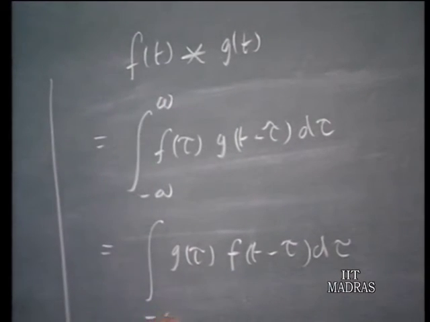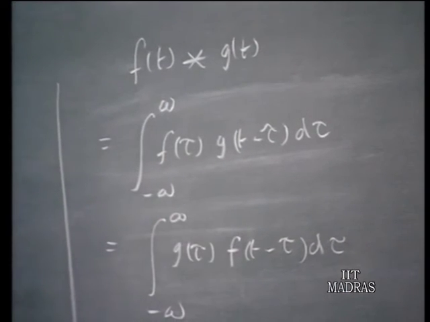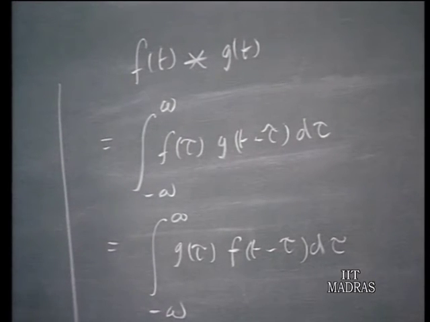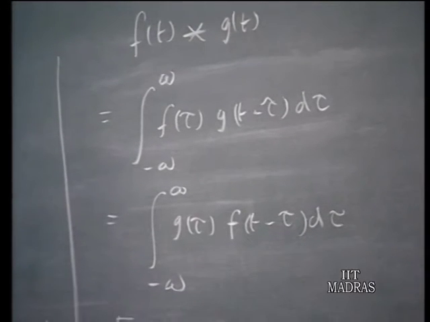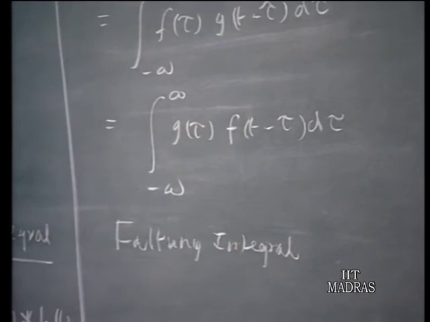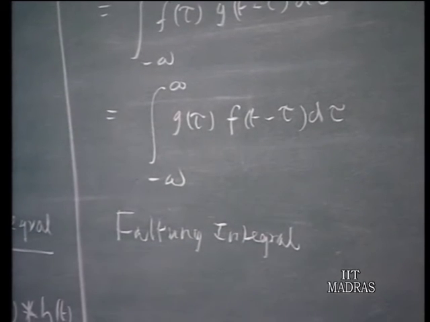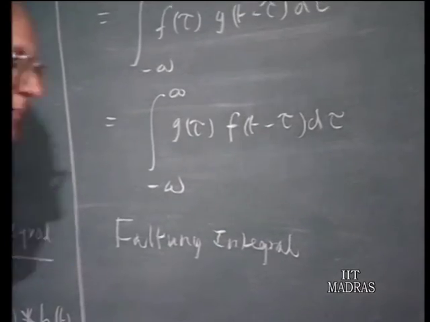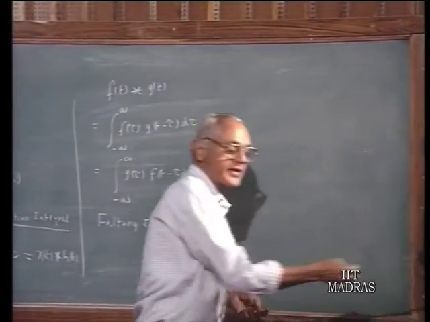As I said, normally the integration is from minus infinity to plus infinity. This is called the convolution integral, sometimes called the Faltung integral. That is, the German name is Faltung integral. So, what is involved in this integration? It is instructive to see physically how we interpret this convolution principle. So, let me illustrate this by means of this picture here.